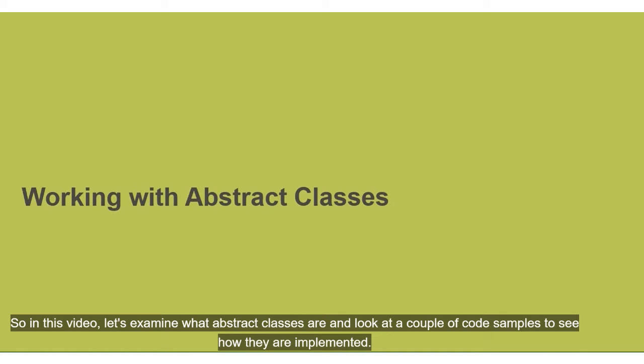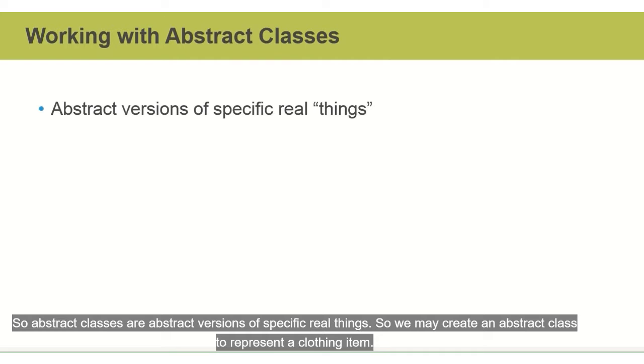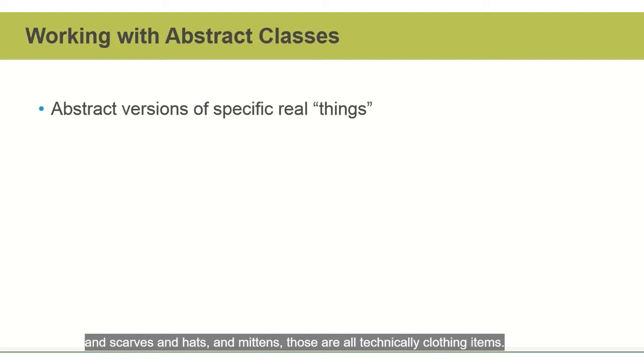So in this video, let's examine what abstract classes are and look at a couple of code samples to see how they're implemented. So abstract classes are abstract versions of specific real things. So we may create an abstract class to represent a clothing item, because if you think about a clothing item, there are many different types of clothing items: shirts and pants and scarves and hats and mittens. Those are all technically clothing items.